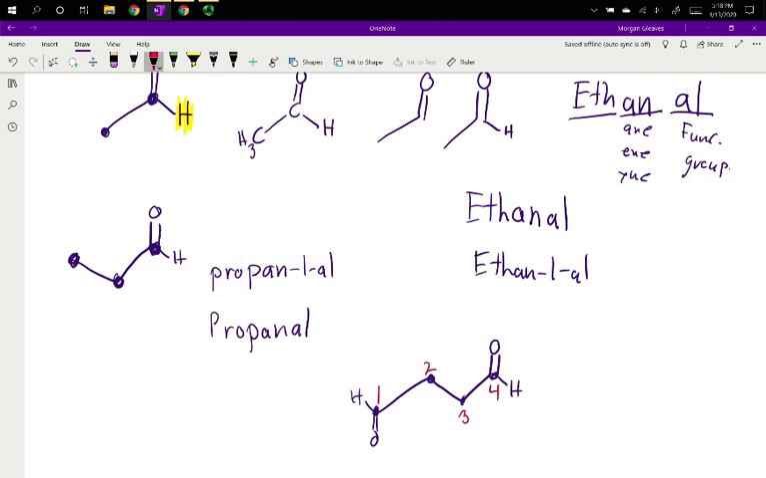Right? So 1 and 4, no matter how I number it, it's 1 and 4 that's going to get the aldehydes. So the numbering will be the same, but this is 4 carbons, so it is a but-. The carbons are all single bonded, so it's a butane. And there are 2 aldehydes, so it is butane-1,4-dial. It's important that it's "dial," not "diol." 1,4-dial.